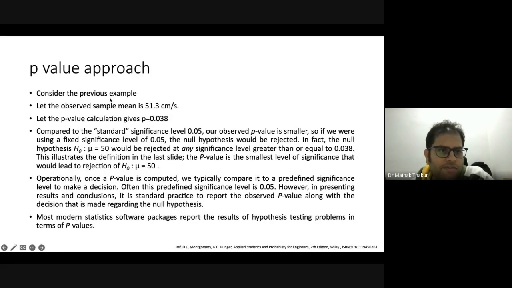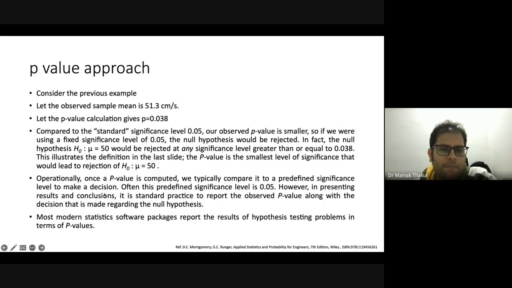Consider the previous example. Let the observed sample mean be 51.3 centimeters per second, and you calculate the p-value and get 0.038. Compared to the standard significance level of 0.05, our observed p-value is smaller. So if we were using a fixed significance level of 0.05, the null hypothesis would be rejected. In fact, the null hypothesis H0, mu equals 50, would be rejected at any significance level greater than or equal to 0.038, because this is the definition.